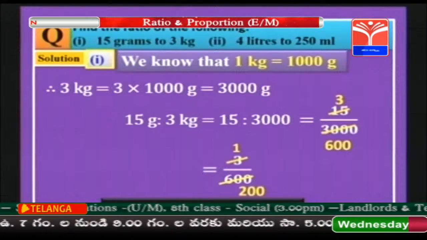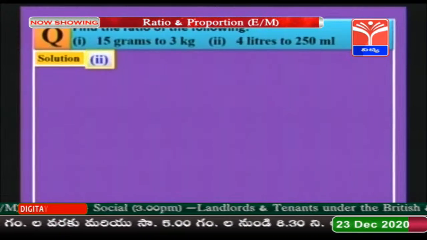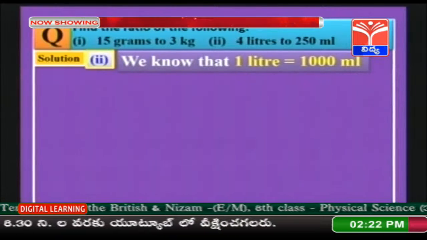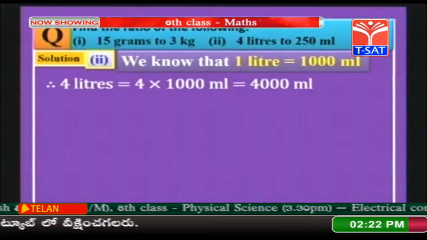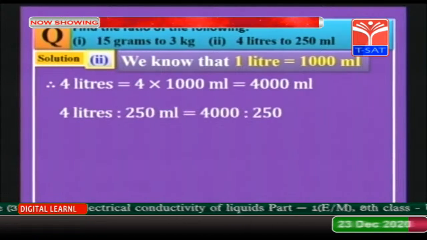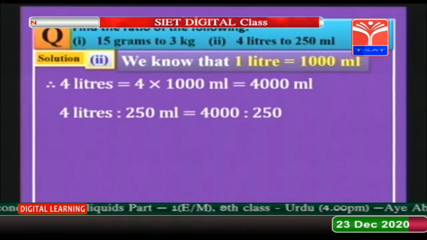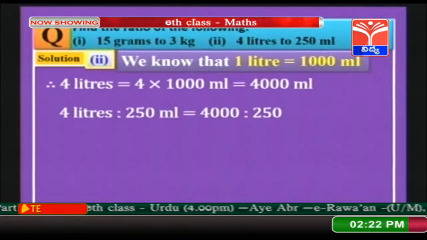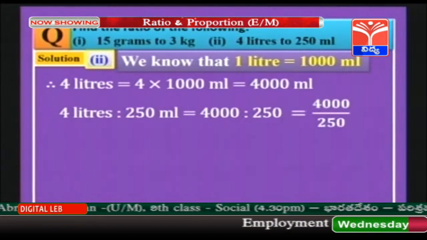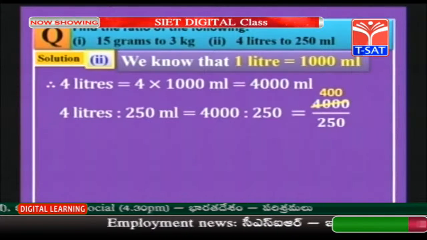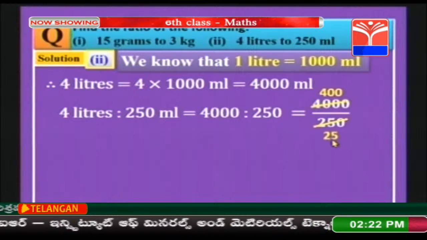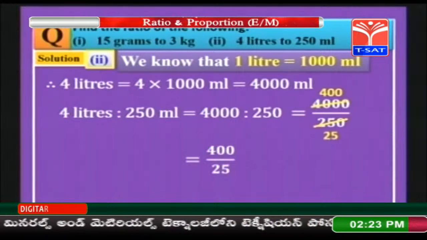Let us move on to the second bit, that is 4 liters to 250 ml. So we know that 1 liter is 1000 ml. So 4 liters will be 4 into 1000, we get 4000 ml. Now let us find the ratio. 4 liters is to 250 ml, that is 4000 is to 250. Now I'll write this as A by B, that is 4000 divided by 250. Now I'll divide with 10. So 10 goes 400 times here, whereas in this it goes 25 times. So we got 400 by 25.